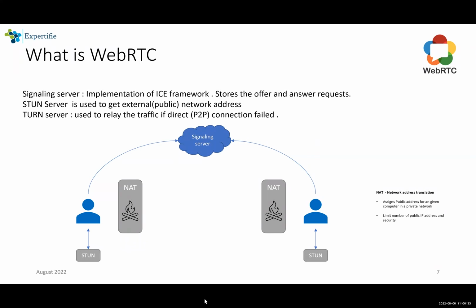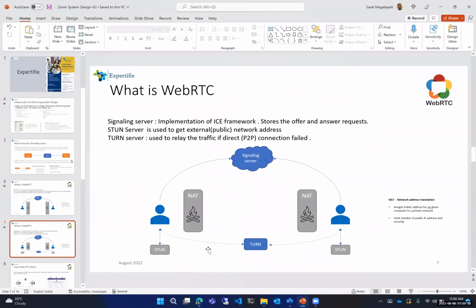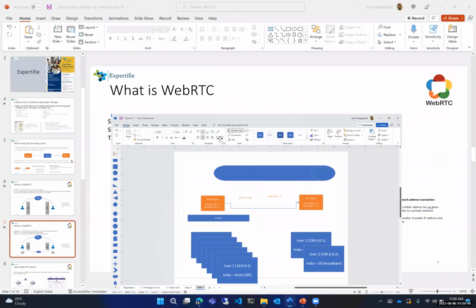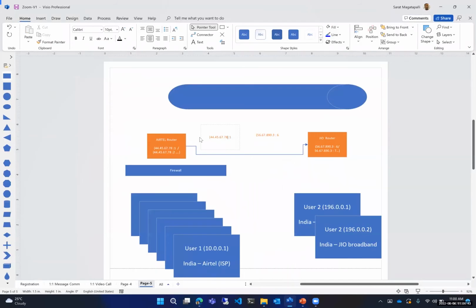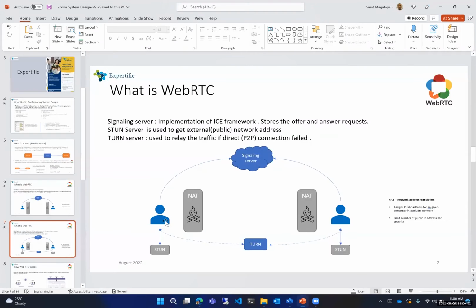In our use case, for user 1, this is his private address. We have done some translation and identified that this is the public address of user 1. The STUN server will internally call the NAT logic. The WebRTC protocol internally does some calculation, identifies the public address of user 1, and sends a packet called an ICE packet, or ICE candidate.